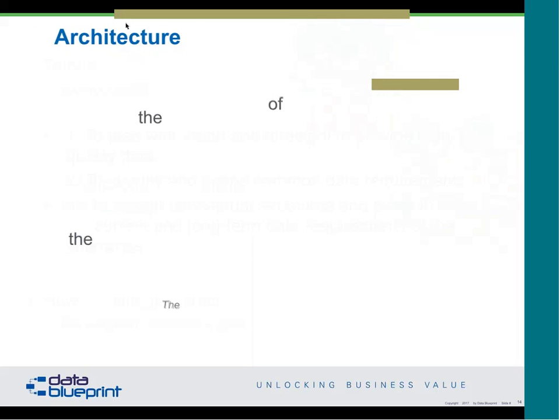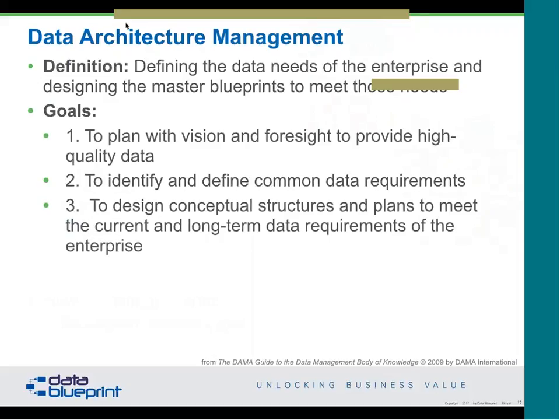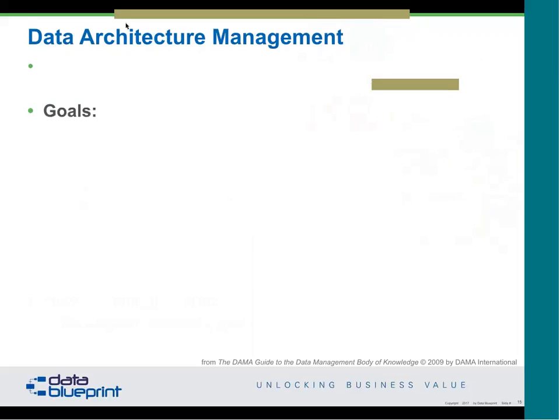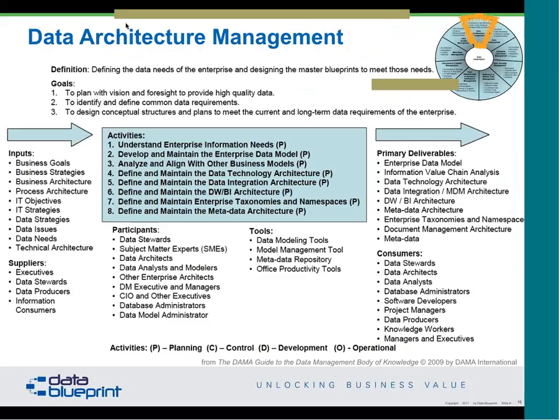So let's look at a definition for architecture management. It's defining the data needs of the enterprise and designing master blueprints to meet those needs around each of those. And in our DMBOK, we have one of these each chapter, which is the sort of input, process, output diagram here.